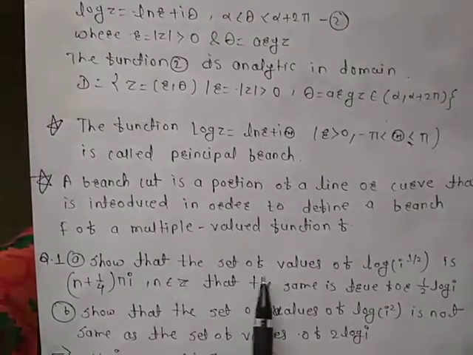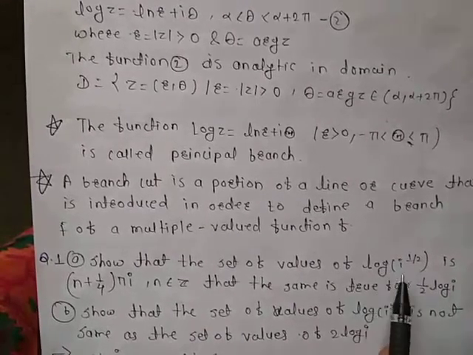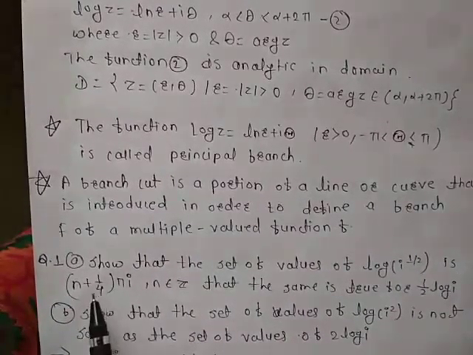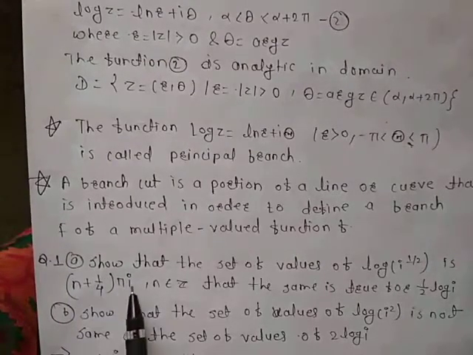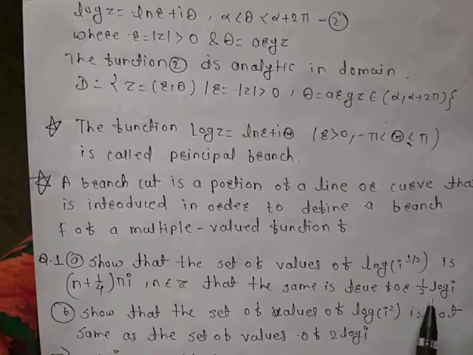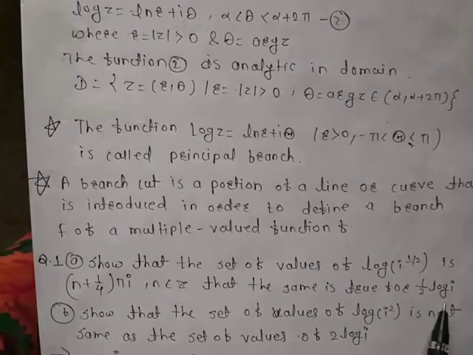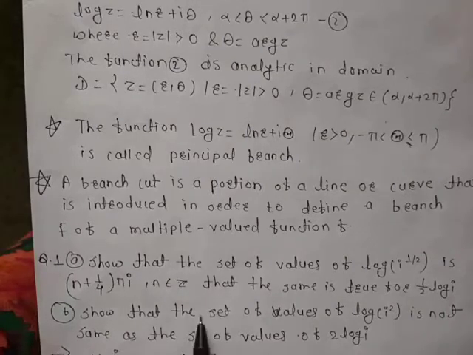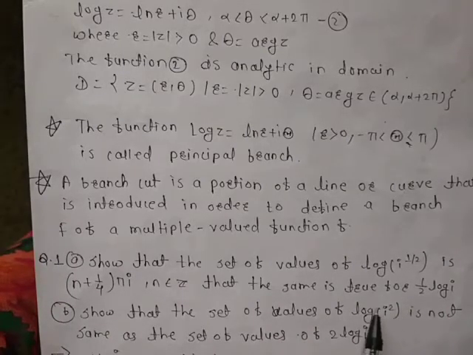Show that the set of values of log of i raised to 1 by 2 is (n plus 1 by 4) into pi i, n belongs to Z. That is the same as for 1 by 2 log of i. And B: show that the set of values of log of i square is not the same as the set of values of 2 into log i.